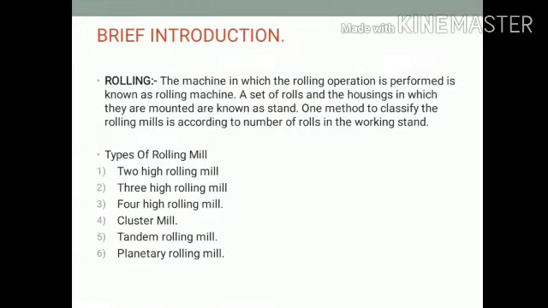What is rolling and rolling machines? The machine in which the rolling operation is performed is known as a rolling machine. A set of rolls and the housing in which they are mounted is known as a stand. One method to classify rolling mills is according to the number of rolls in the working stand. There are 6 types of rolling mills: 2 high rolling mill, 3 high rolling mill, 4 high rolling mill, cluster mill, tandem rolling mill, and lastly the planetary rolling mill.